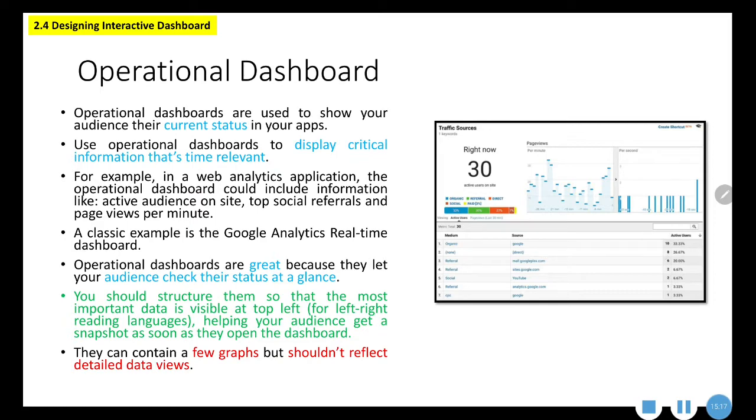Active audience on site, the top social referrals and page views per minute. So we can see the statistics here, and we can make some assumptions from that. A classic example is the Google Analytics Real-Time Dashboard. This is a great way to let the audience check their status at a glance.